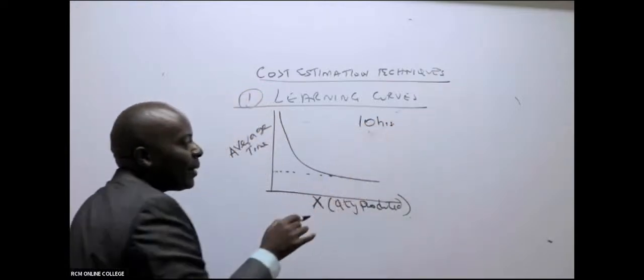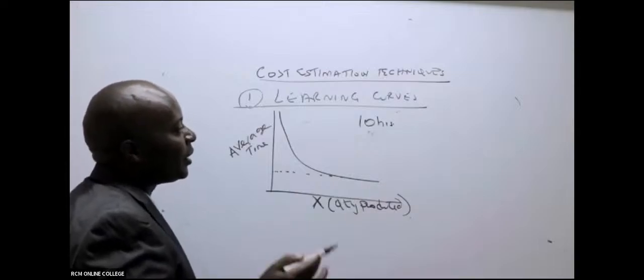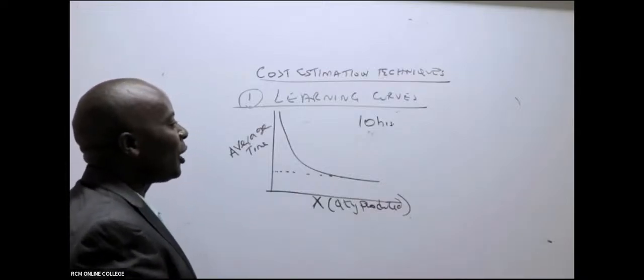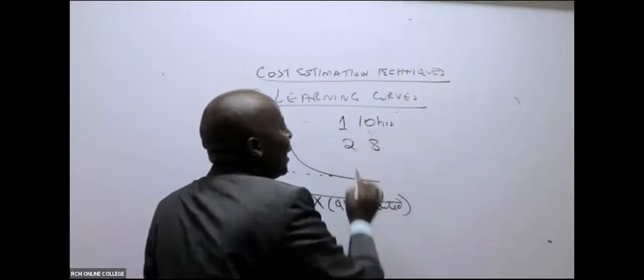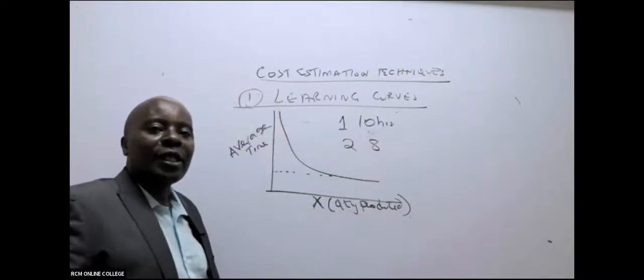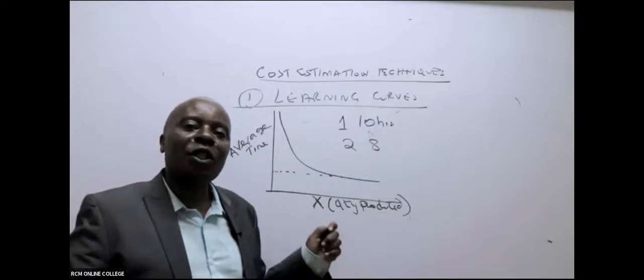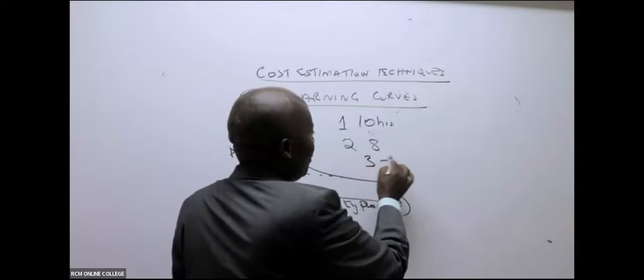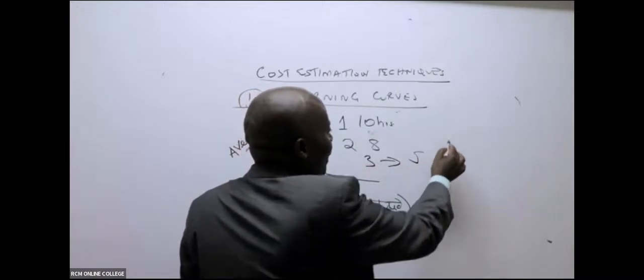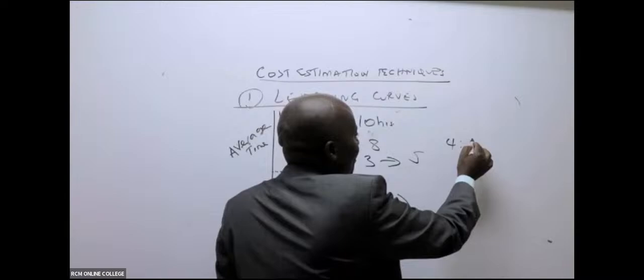Average means time per chair, 10 hours. This is chair number one. But ladies and gentlemen, if chair number one takes me 10 hours, chair number two will take me 8 hours. Why? Because there is some experience that I've obtained by making chair number one. And as I progress to chair number 3, perhaps this may take me 5 hours. Chair number 4, perhaps this may take me 3 hours.